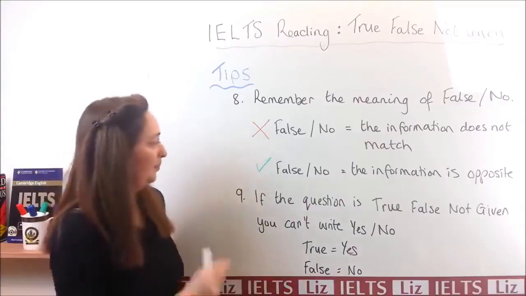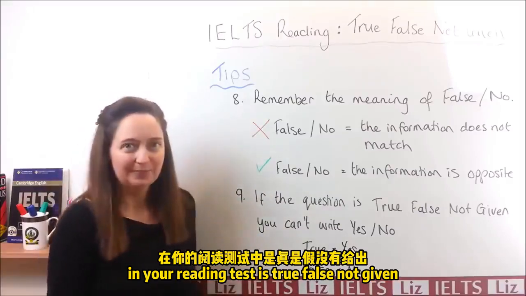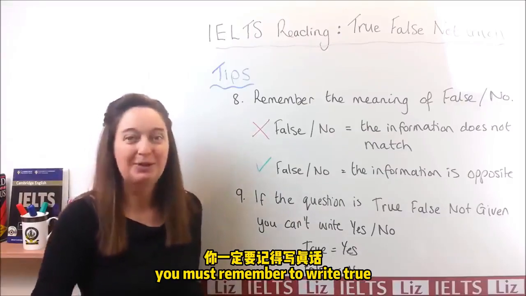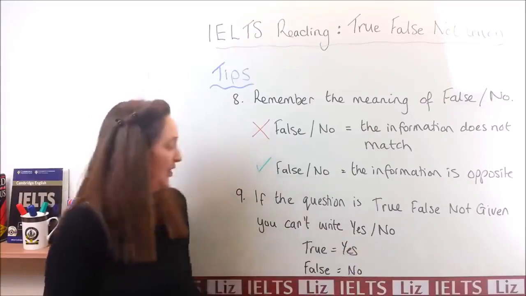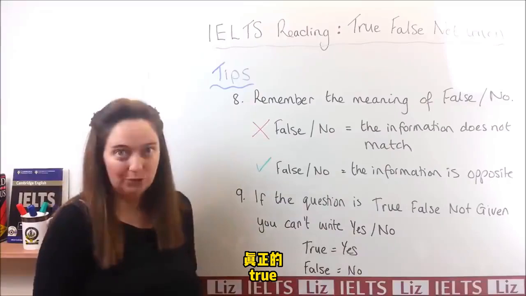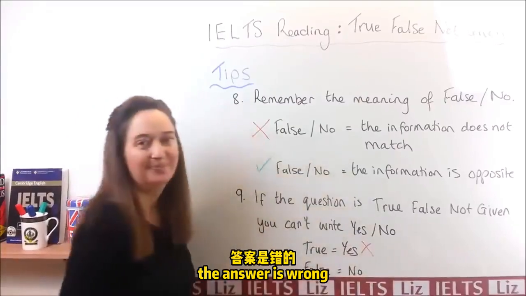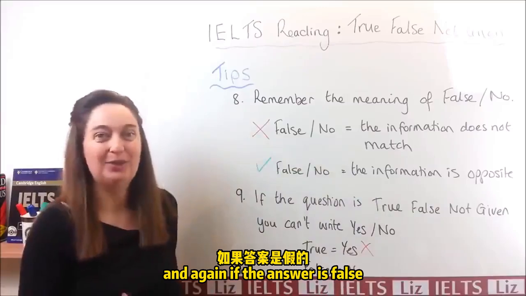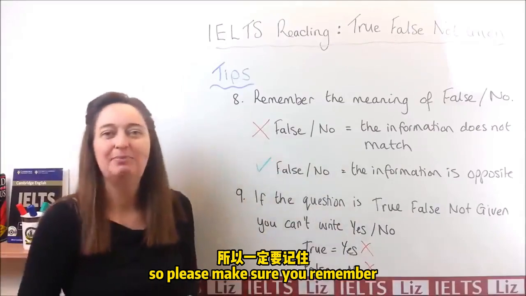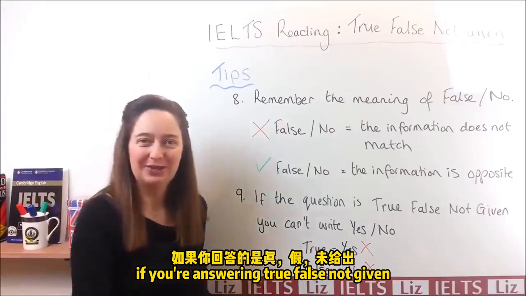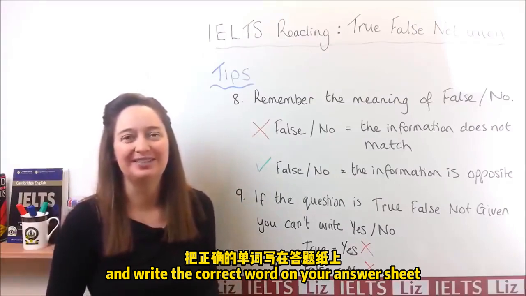Tip number 9, if the question in your reading test is true, false, not given, you must remember to write true or false or not given on your answer sheet. You can't write yes or no. So if the answer is true and you write yes instead, the answer is wrong. And again, if the answer is false, but you have written no, then the answer is wrong again. So please make sure you remember if you're answering true, false, not given, or yes, no, not given, and write the correct word on your answer sheet.